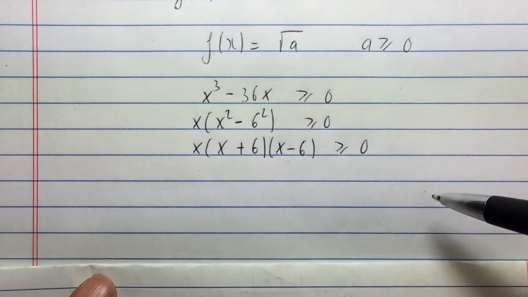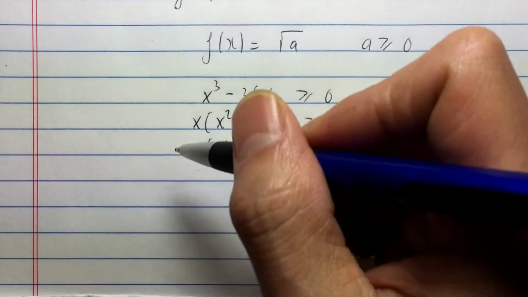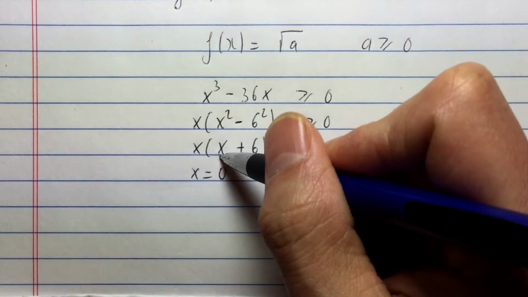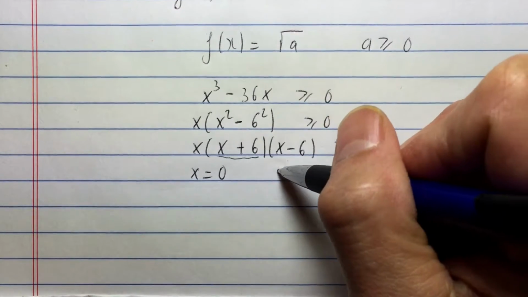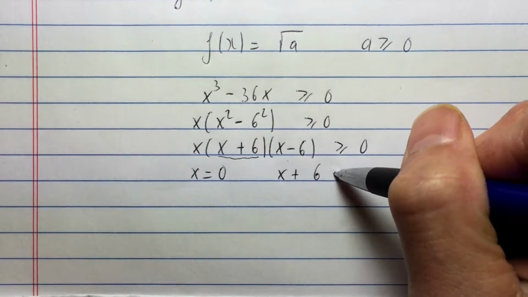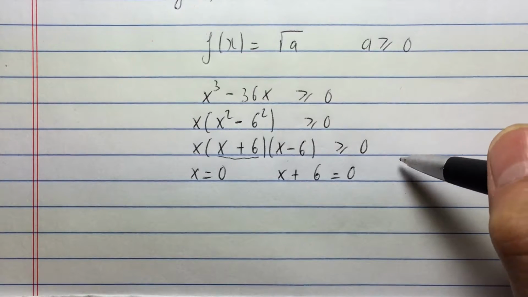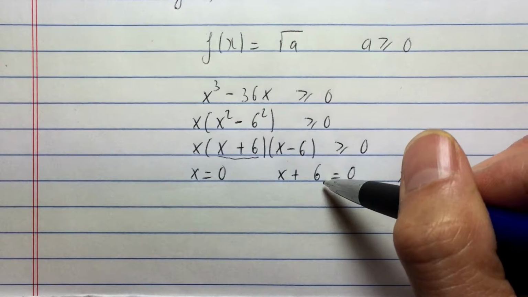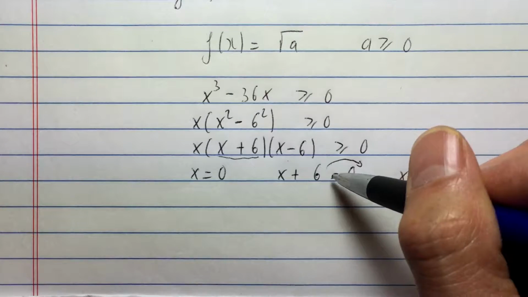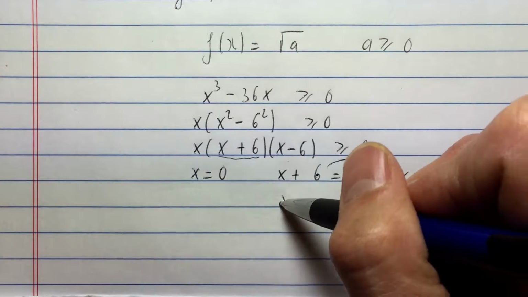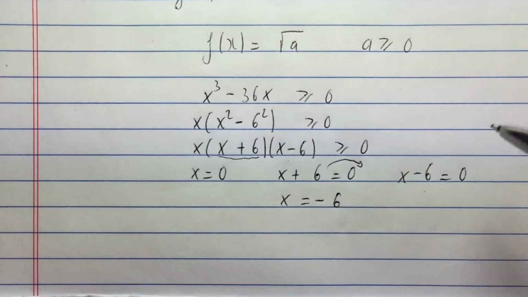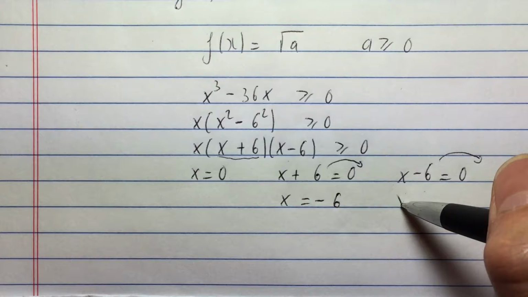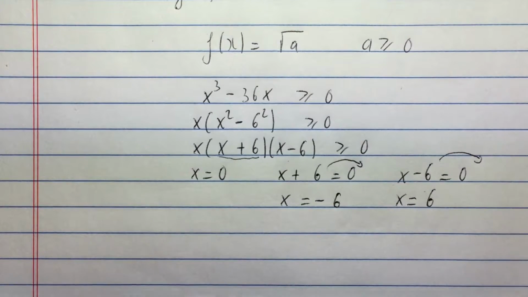Now I need to solve for x. First, x equals 0, and x plus 6 equals 0, and x minus 6 equals 0. I move plus 6 over and change sign, so x equals minus 6. Do the same thing, move over and change sign, so x equals 6.